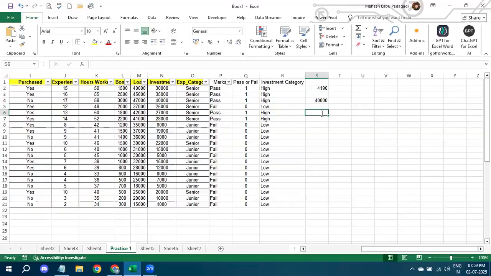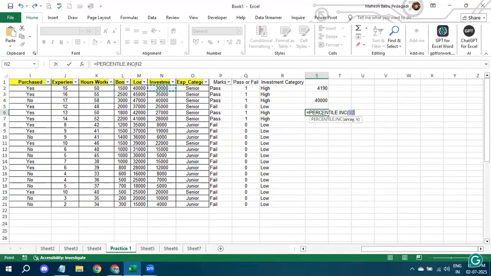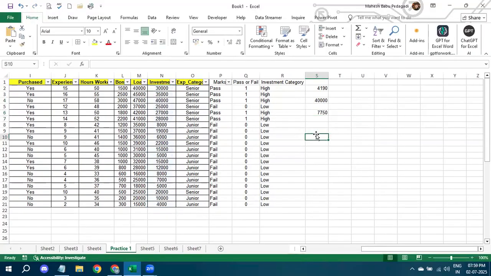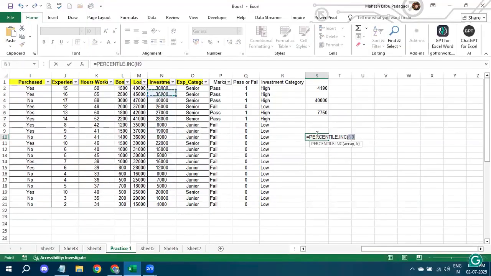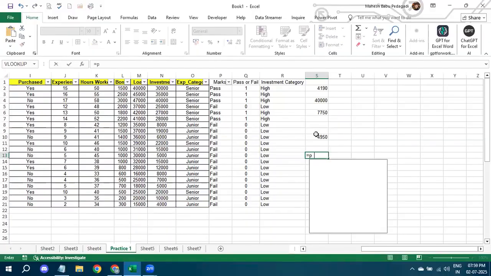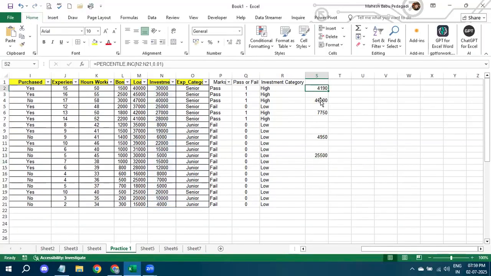In order to find Q1, equal to percentile, include the entire range of values, comma 0.25, which is the 25th percentile value. Q2 equal to percentile, include the range of values, comma 0.5, is the 50th percentile value. Q3 equal to percentile, include the range, 0.75 is the 75th percentile value. This is the minimum value, maximum value, Q1, Q2, Q3.